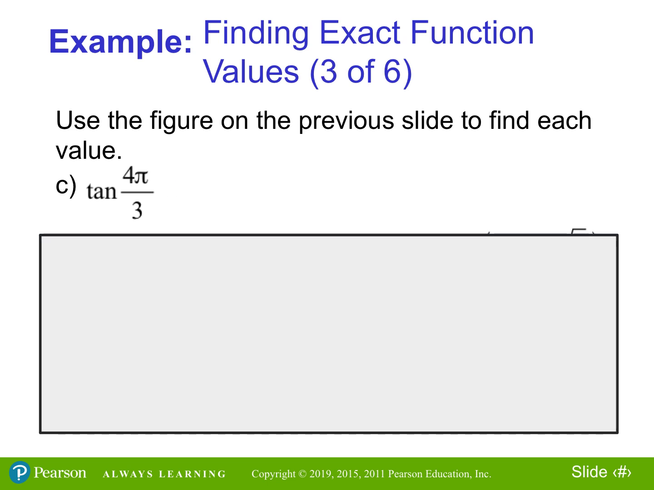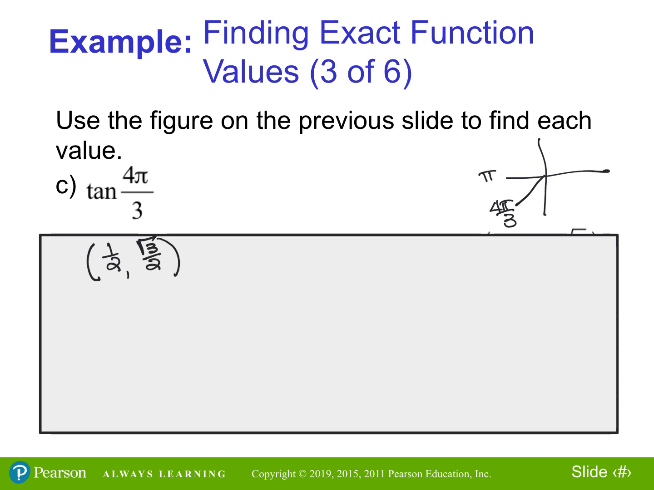Now for part C, I have to find the tangent of 4 pi over 3. So again, I'm going to sketch. If I look at my unit circle, pi is really 3 pi over 3. So 4 pi over 3 is really going to occur down in that bottom quadrant. Whenever I'm looking at pi over 3's, I know that I'm going to have coordinate points dealing with x values of 1/2 and y values, which are the square root of 3 over 2.